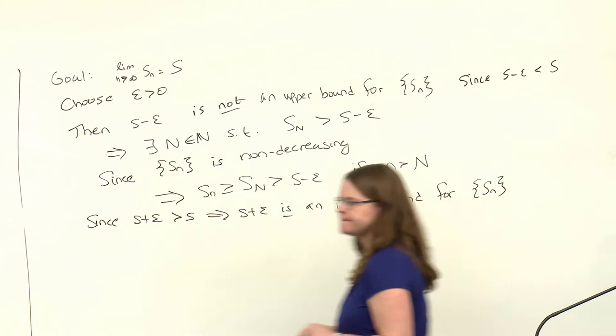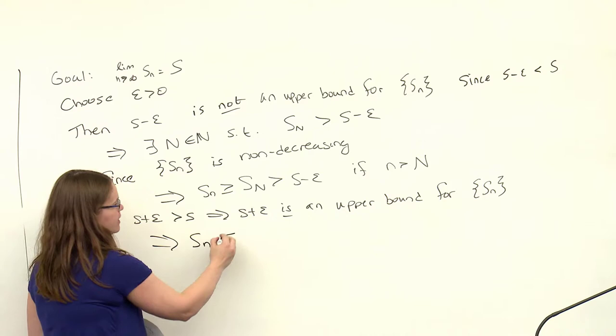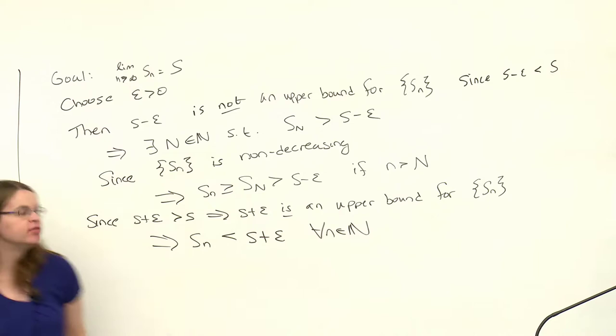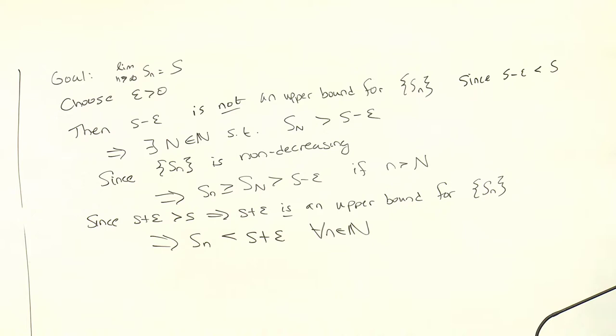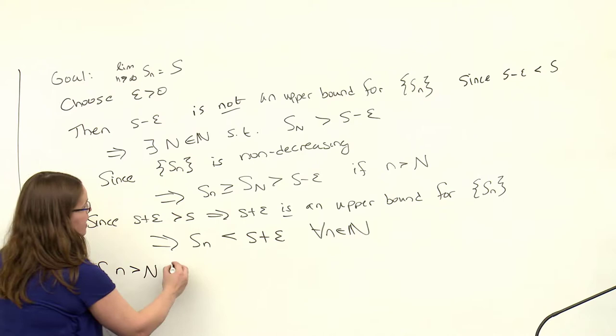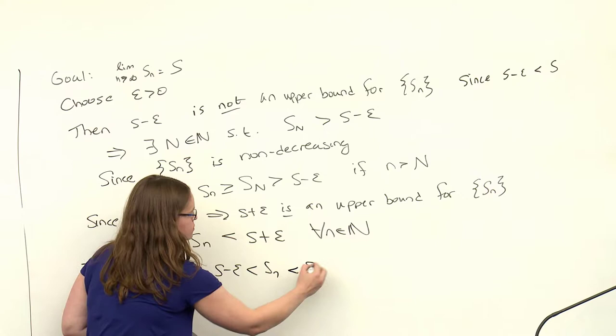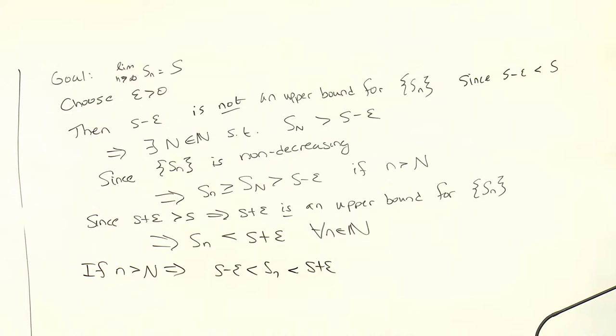And that means all values of our sequence are going to be less than S plus epsilon. And in particular, these later values of our sequence are going to satisfy this bound. So we put this all together, and we say, as long as N is bigger than capital N, we have that S minus epsilon is less than Sn, that's this top line here. And Sn is less than S plus epsilon. And that's what we want.